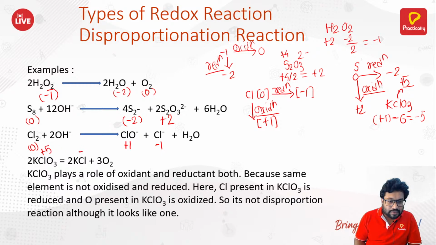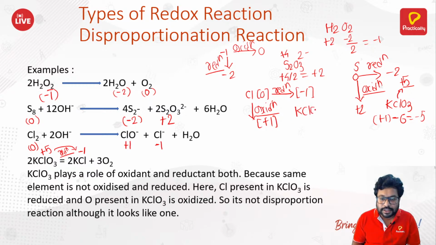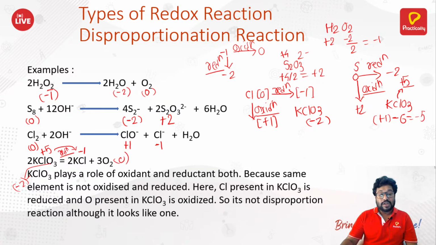From there it went to -1. So basically your chlorine has undergone a reduction. Chlorine has undergone reduction and oxygen. What is the oxidation state of oxygen in KClO3? It's -2. From -2, it has come to 0. That means your oxygen has got oxidized. So in this particular reaction, chlorine has got reduced and oxygen has got oxidized.